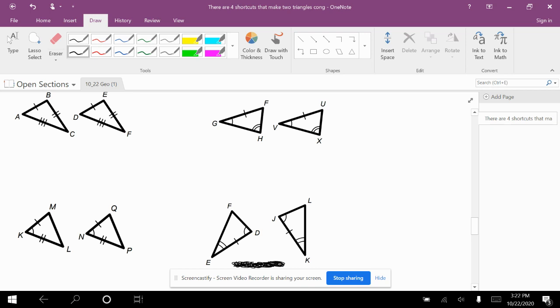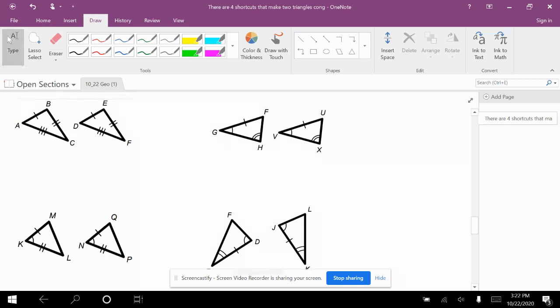In this video, we are reviewing triangle conditions. So, for this first one, we have 1 mark on the segment, which means this is a side. Tenemos una marca de congruencia en arriba del segmento, entonces este es un lado.